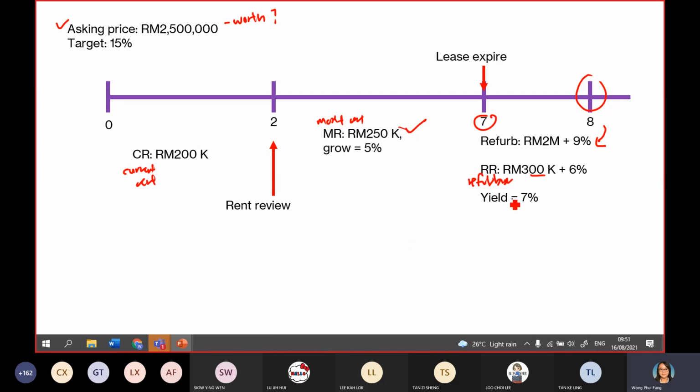After you refurbish, your value increases. Still remember microeconomics or not? Refurbishment, maintaining your building, will increase your building value. So that's why once you refurbish and make up your building, your value becomes 300,000. Okay, so RR is refurbished rent. MR, market rent. Refurbished rent.